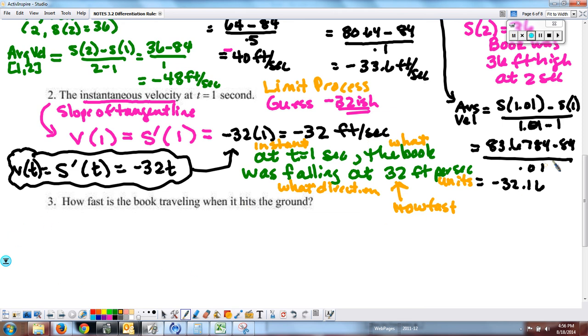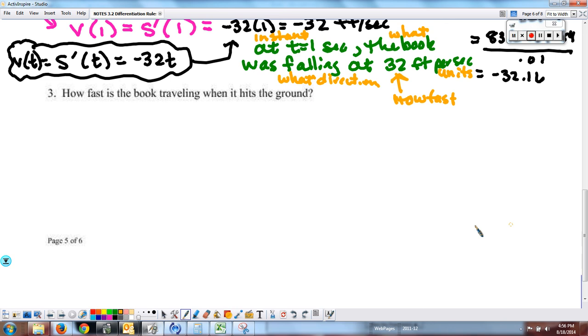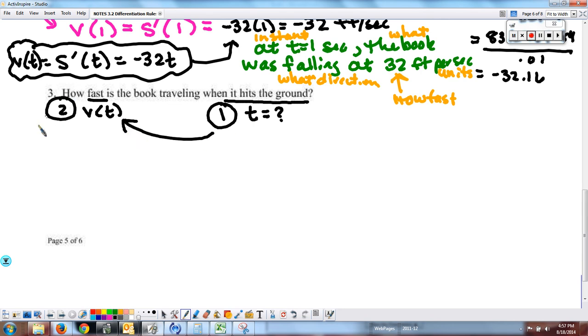All right, so now let's come down here to number 3. And in number 3, now let's look at this question. We want to know how fast, so we're looking for a velocity, v of t. How fast is the book traveling when it hits the ground? So the first question that you have, this is really a 2-part question. I first have to figure out when it hits the ground, number 1, and then after I find that, I will come over here and calculate the velocity at that time. So I will use the derivative. So I have 2 parts to this.